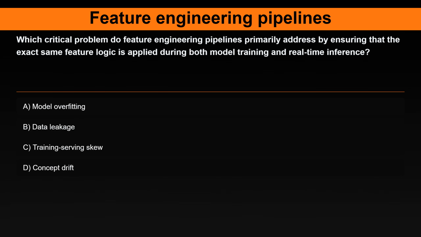Question 24. Which critical problem do feature engineering pipelines primarily address by ensuring that the exact same feature logic is applied during both model training and real-time inference? Option A, model overfitting. Option B, data leakage. Option C, training serving skew. Option D, concept drift.